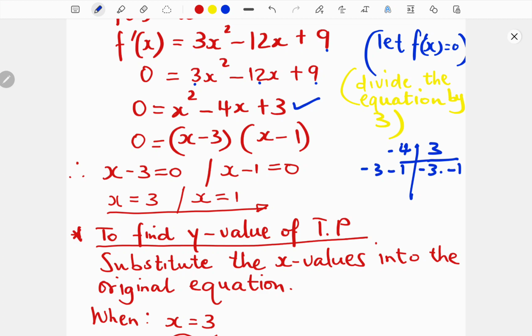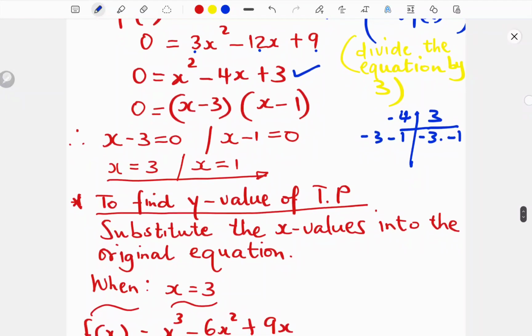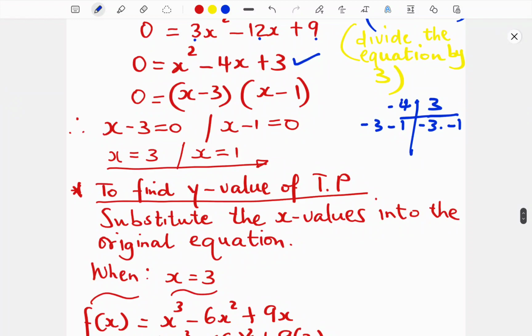Then we put this into linear equations. It becomes x minus 3 is equal to 0 and x minus 1 is equal to 0. Then we solve for x. Therefore x is equal to 3 or x is equal to 1. So now we have got 2 x values. Now we must find the y values.